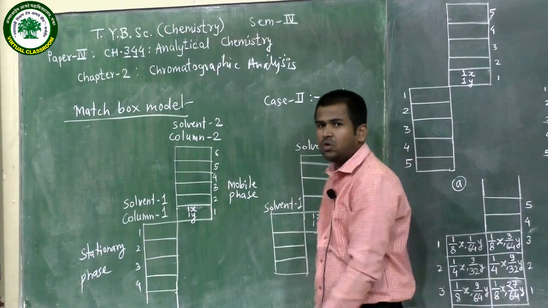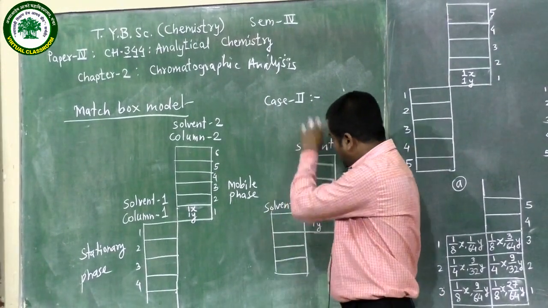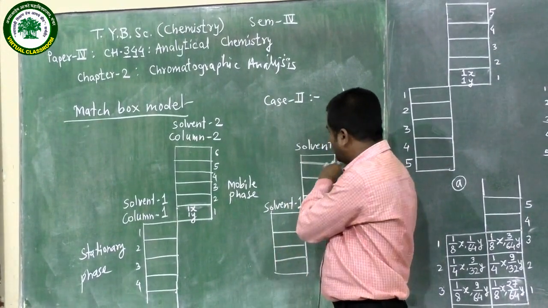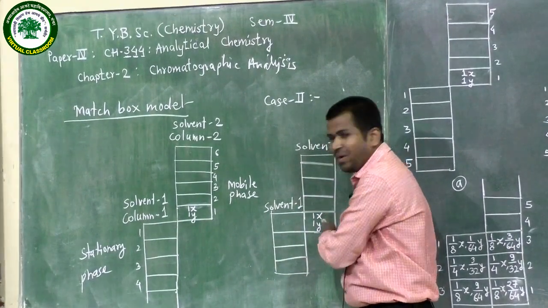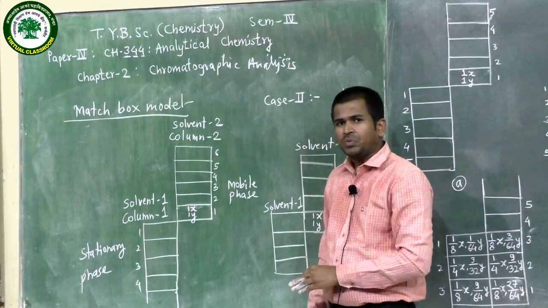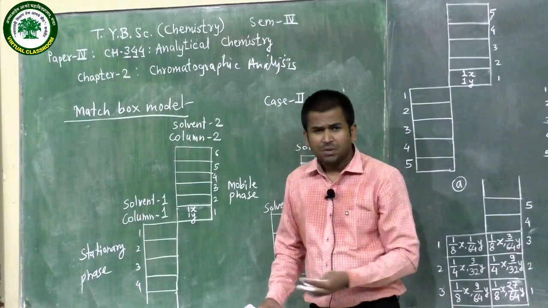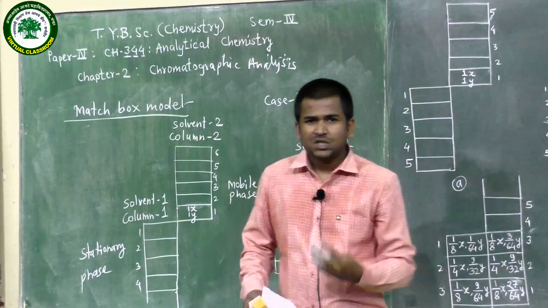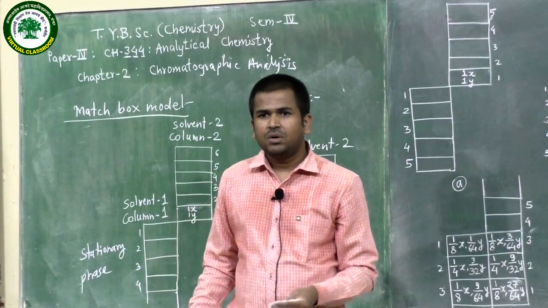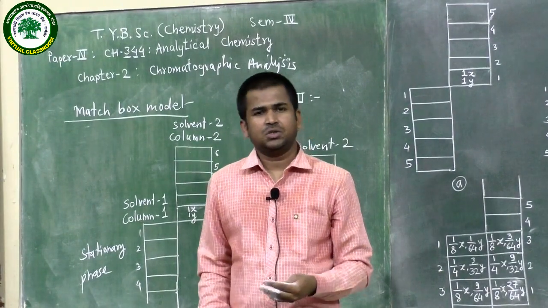Okay, nothing will go into solvent 1. So even though we add a number of boxes of solvent 2 over the column 2, x and y remain with the solvent 2. So at the last we get the mixture of components. So we do not get a separation of the mixture of components in case 2.